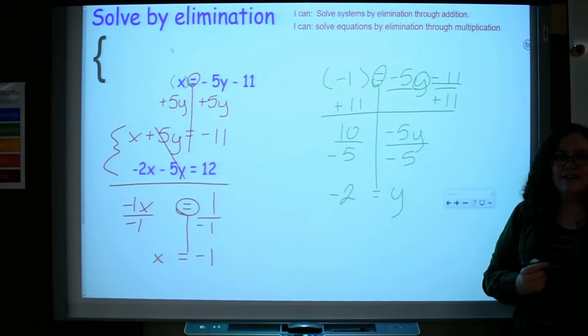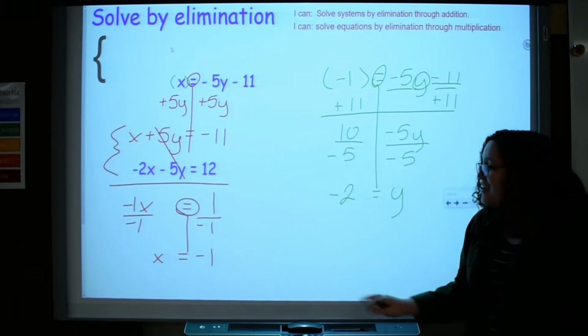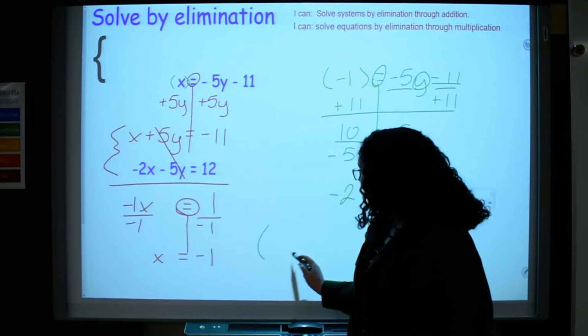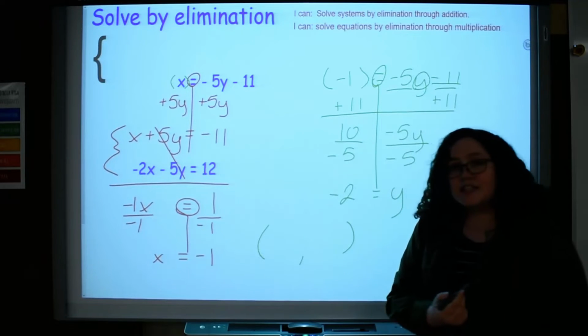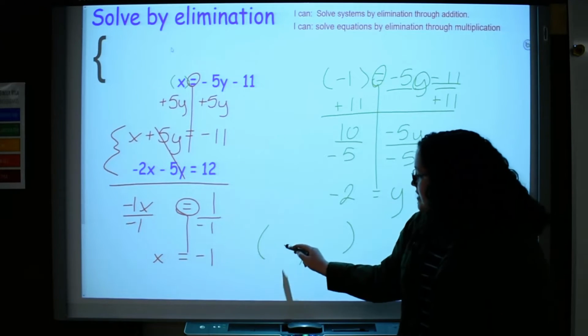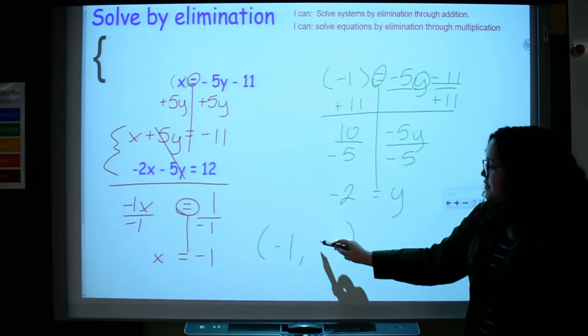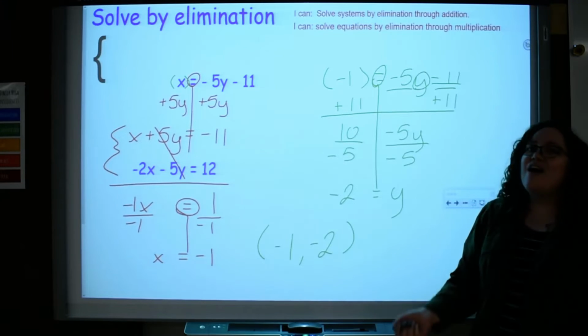Nice. Done, right? No, stop thinking we're done. We still need the actual ordered pair. Parentheses with a comma in the middle. X is negative 1. Y is negative 2. Now we're done.